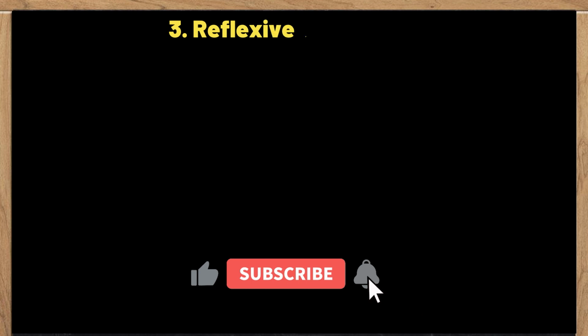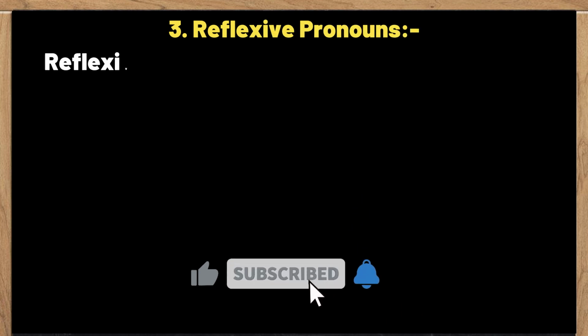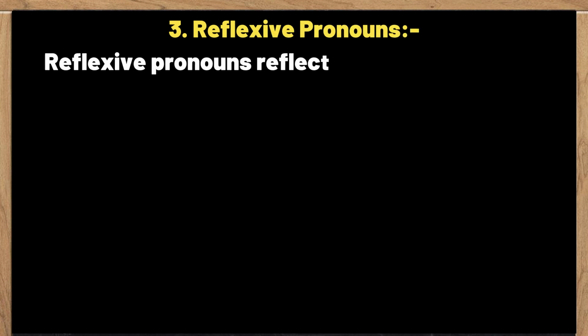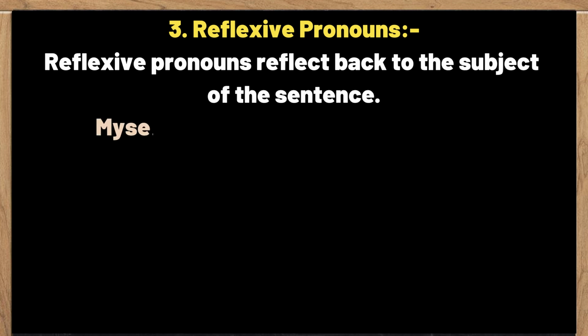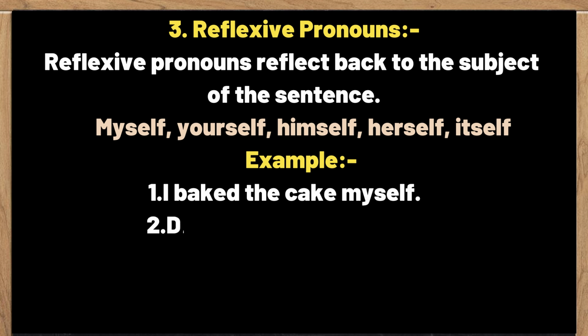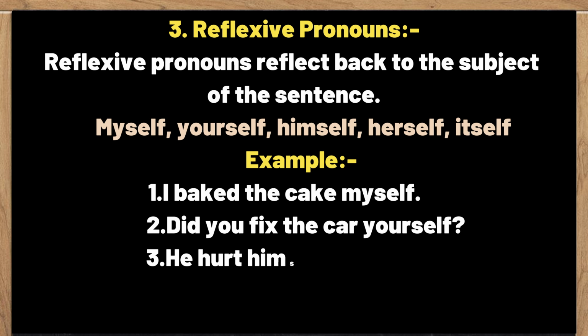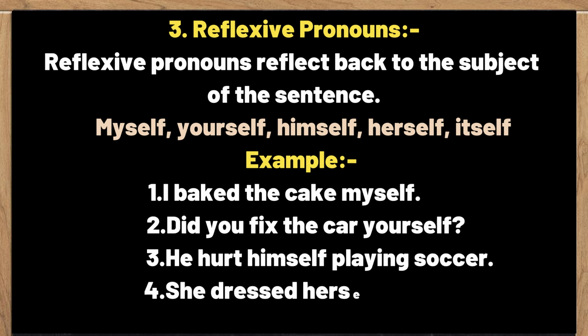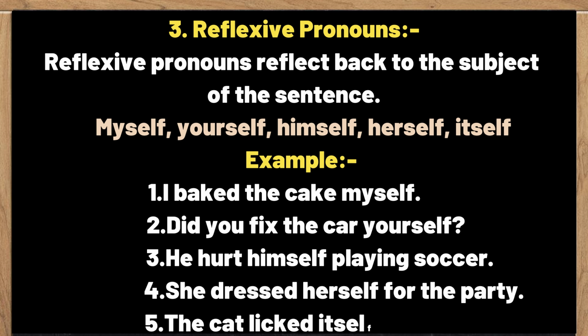3. Reflexive pronouns. Reflexive pronouns reflect back to the subject of the sentence: myself, yourself, himself, herself, itself. Example. 1. I baked the cake myself. 2. Did you fix the car yourself? 3. He hurt himself playing soccer. 4. She dressed herself for the party. 5. The cat licked itself clean.